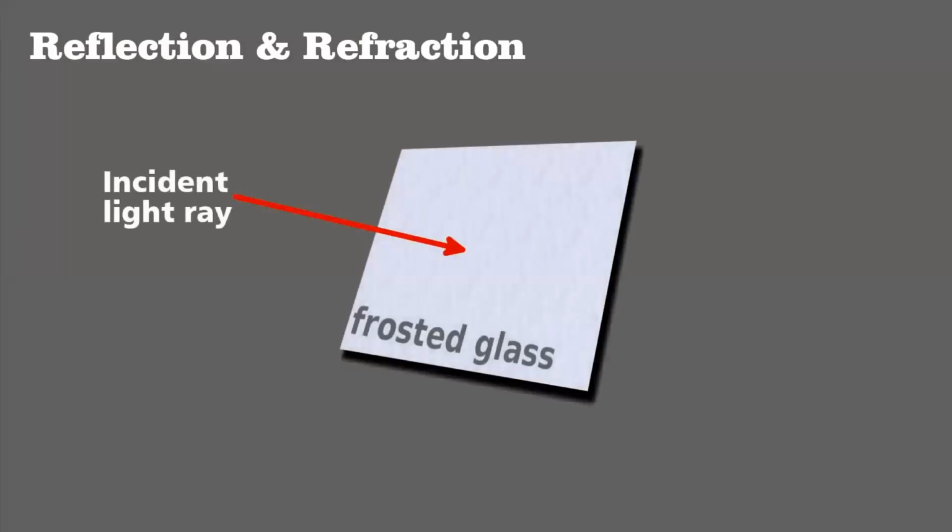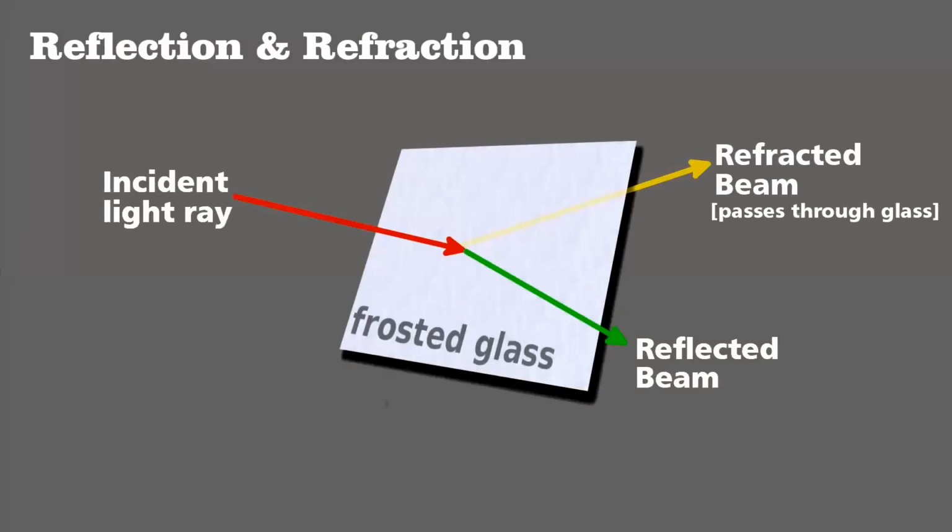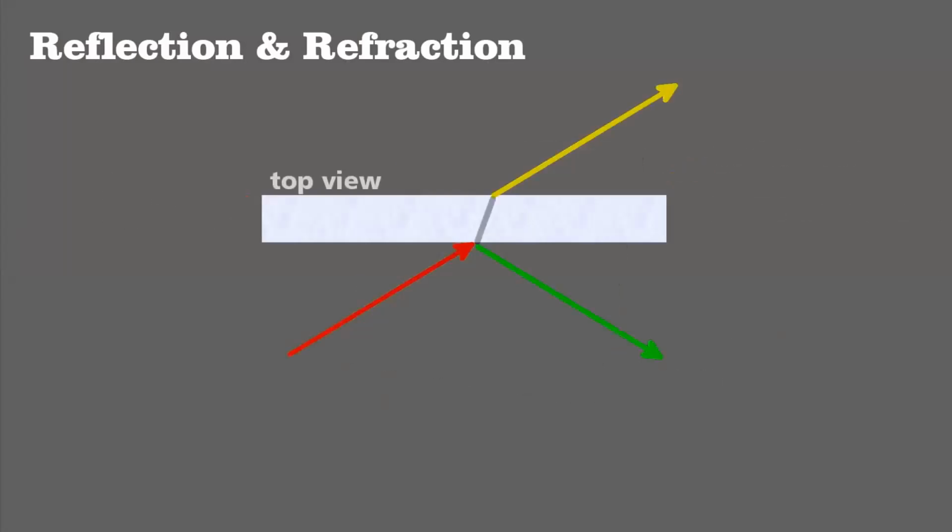Recall that any time light strikes a surface, it can either be absorbed by the material, reflected from it, or pass into and through it. The latter we call refraction. It's easier to see from a top view.